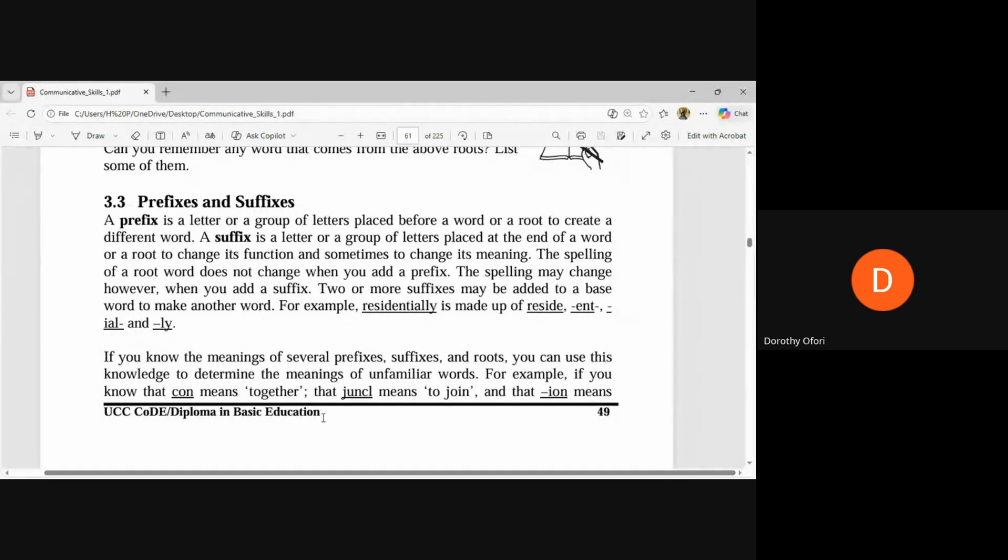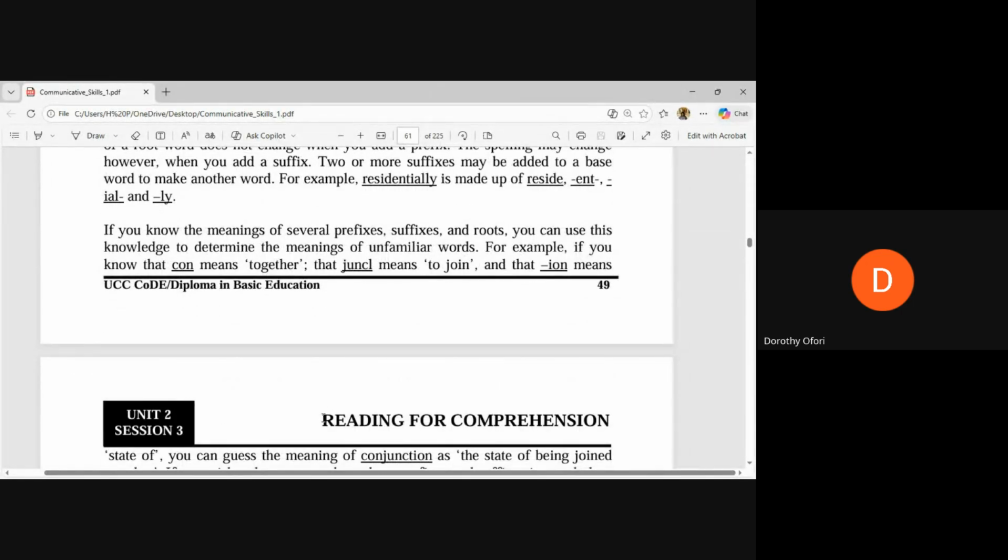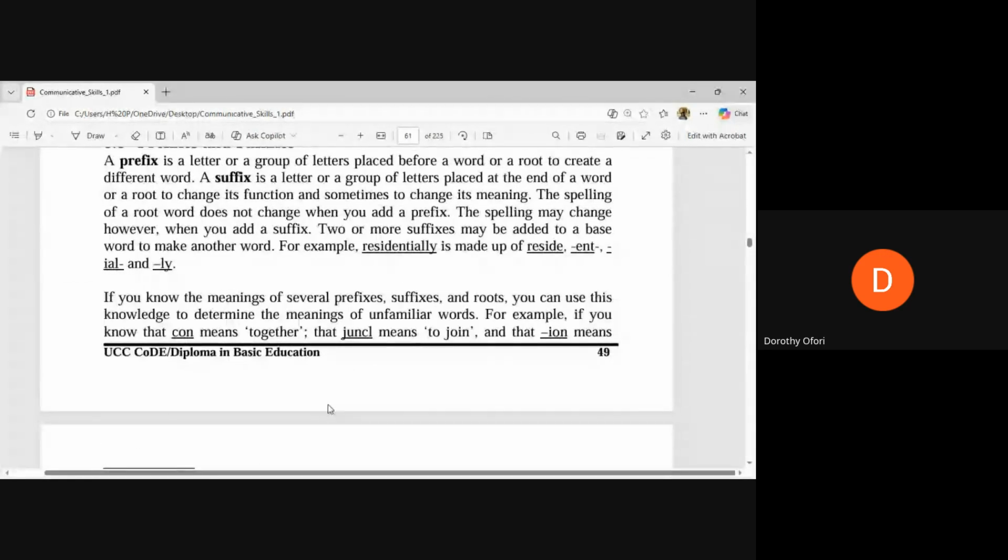So by dividing the word into these parts, you can say that it is a term for not organizing something, or something that has been done inappropriately. This is the basic understanding you get when you divide words into prefixes and then affixes.